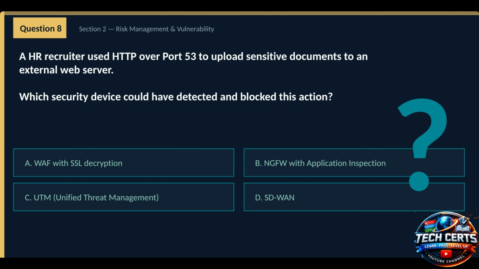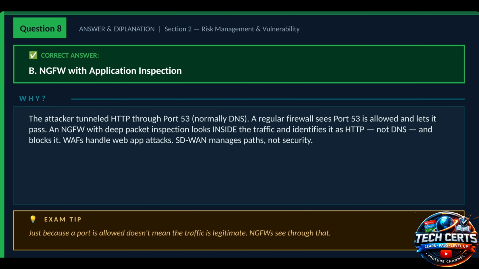Question 8. The CIRT is investigating an incident where a human resources recruiter stole sensitive company data. The recruiter used HTTPS over port 53 to upload documents to a web server. Which security device could have detected and blocked this action? The correct answer is B, NGFW utilizing application inspection.